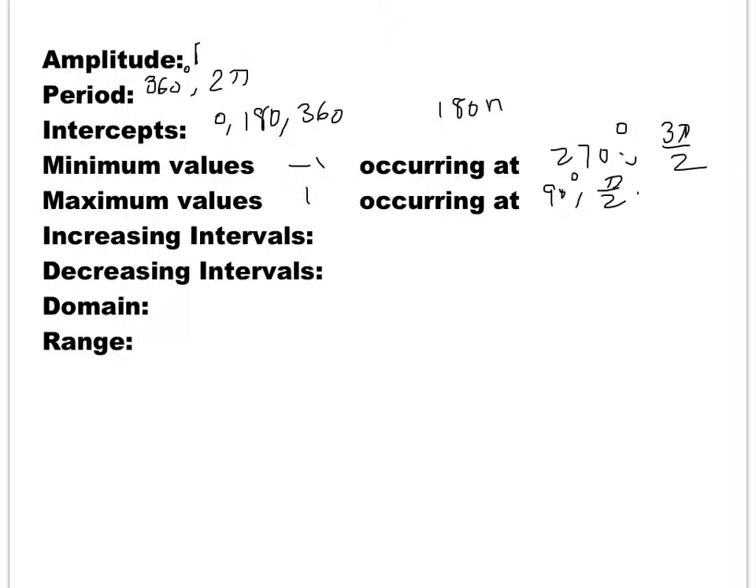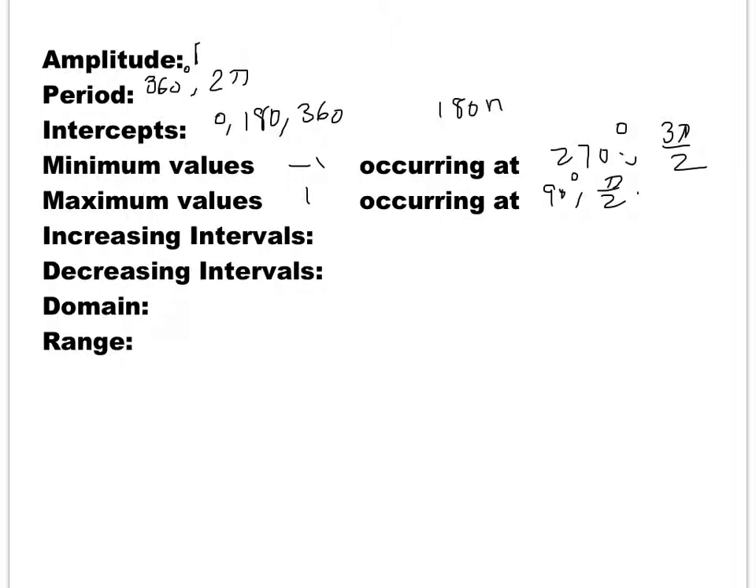Now, this is the interesting part. The question is, what is the increasing interval? I hope everybody remembers this one from the first unit. The increasing interval, meaning when x goes up, y increases, or when x goes down, y decreases too. As long as they go in the same direction, then it means that the function is increasing. If they go in opposite directions, then the function is decreasing.